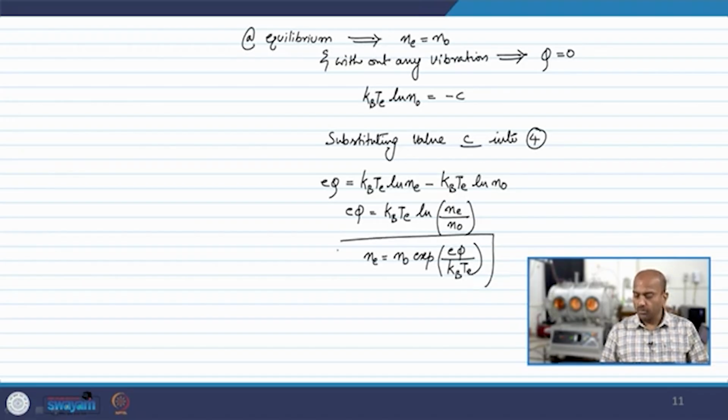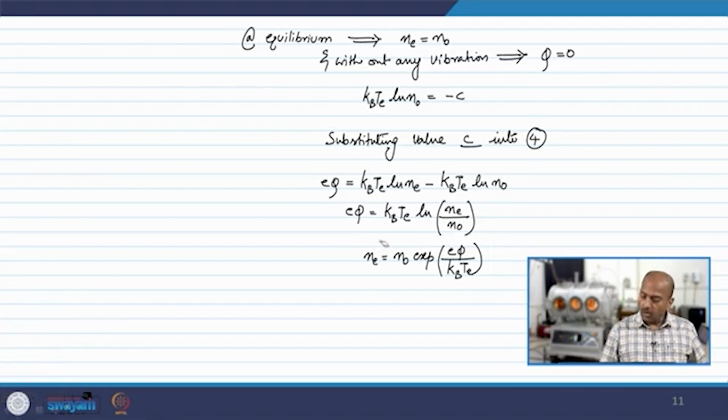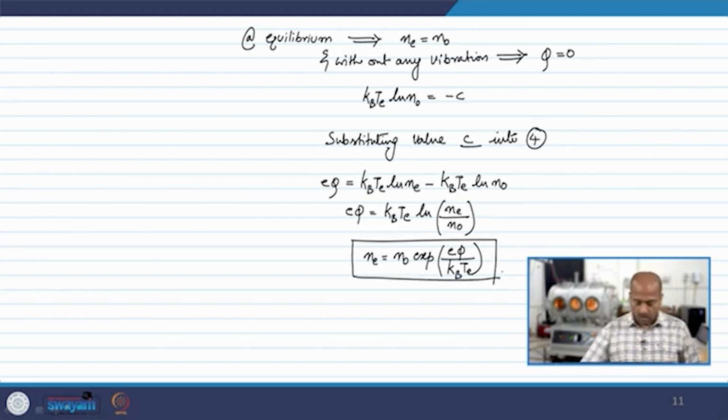This expression of course looks familiar, right? This expression says that the electrons are distributed according to the Maxwell distribution. So, Maxwell distribution is imposed onto the electrons. If all the assumptions that we have considered were to be true, then the electrons have to be distributed according to this distribution function, which is the Maxwell distribution function.